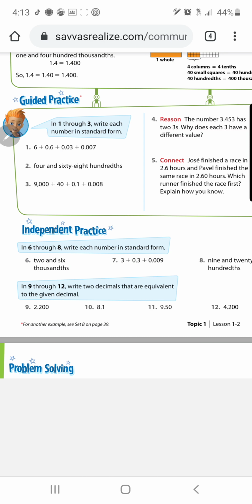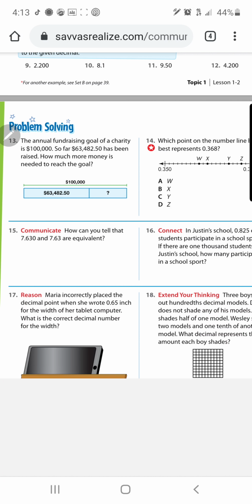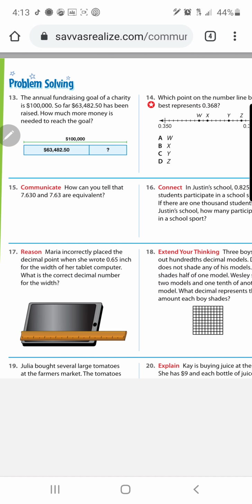We're going to go on to page 16, I believe. Yes, page 16, and we're going to do numbers 13 through 20 real quick. Number 20 says the annual fundraiser goal of a charity is $100,000. So far, $63,482.50 have been raised. How much more money is needed to reach the goal? When it says you want more money, that means that you haven't reached your goal.